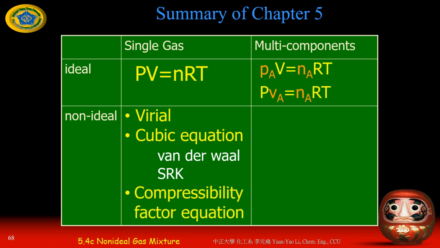Okay, and the third one is called compressibility factor equation of state. So what we learn is Z. Remember Z here. For the multi-component non-ideal equation of state, we use Kay's rule, the one I just showed you, right? Okay, this is the summary of Chapter 5 for the gases. The mixing rule we don't introduce here because it is more complicated, but it's more accurate.